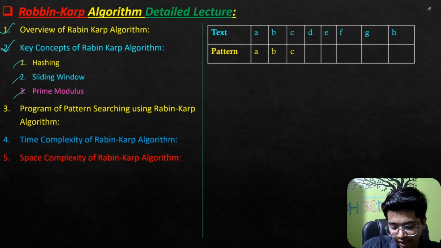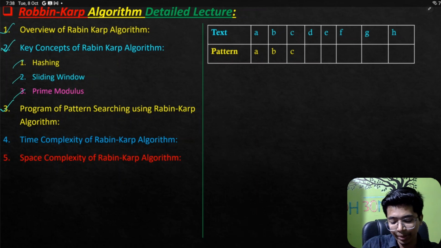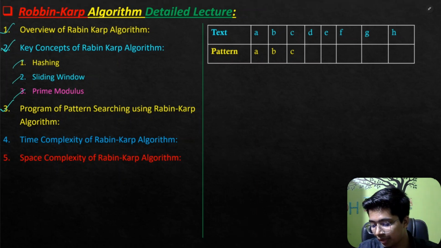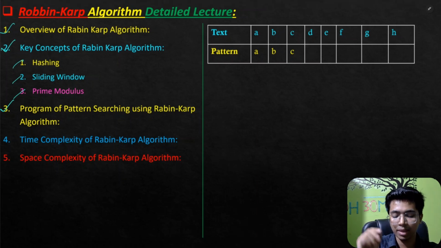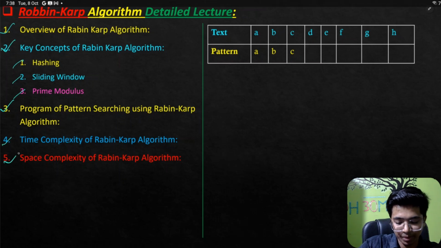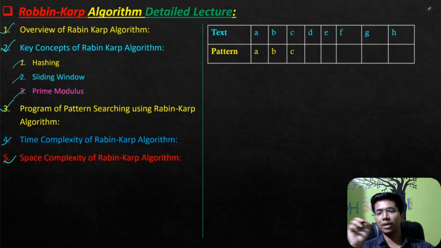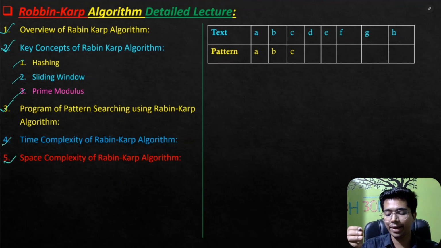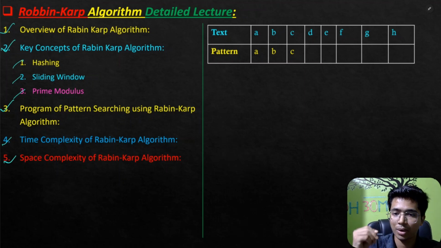Third, the program of pattern searching using the Rabin-Karp algorithm. We will be observing the program. Then we will be discussing the time complexity and the space complexity of the Rabin-Karp algorithm. So that's what we will be studying in today's index. So let's start to understand the Rabin-Karp algorithm.